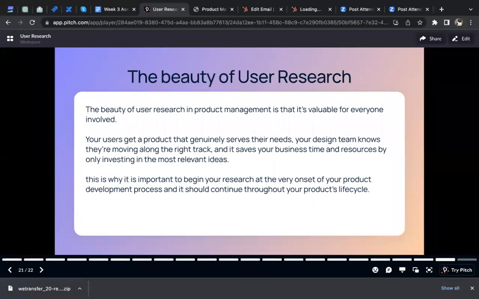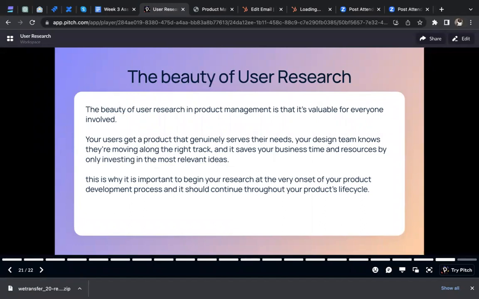The beauty of user research in product management is that it is valuable for everyone involved. Guys, I mentioned that whether it's your business analyst, your software developer, your UX designer, your UI designer, your growth specialist, your marketer, your sales team, or you yourself as a product manager, user research is valuable to every single person and at every single stage. Your users get a product that genuinely serves their needs. Your design team knows that they are moving along the right track, and it saves your business the time and resources by only investing in the most relevant ideas.